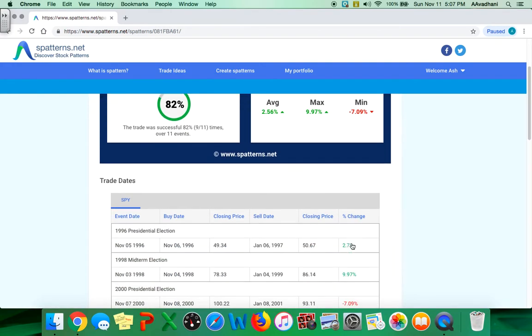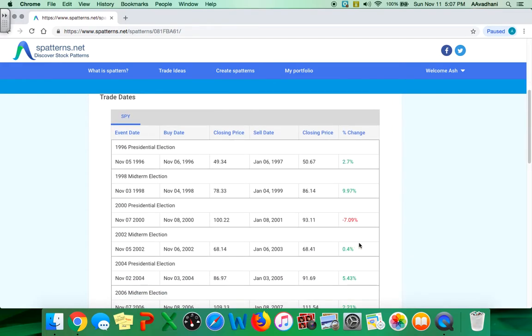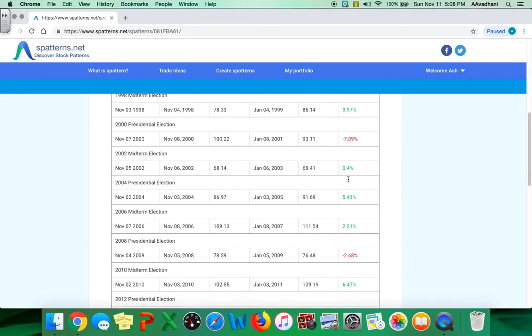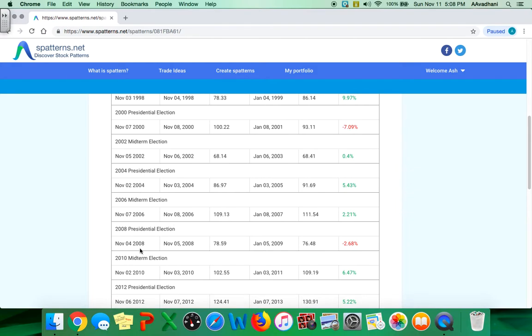We have the data for the last 11 elections starting from the year 1996. The elections were held on November the 5th, the buy date was November the 6th, and the sell date was January the 6th. This trade yielded a positive 2.7%. Let's look at the next example, the year 2008.